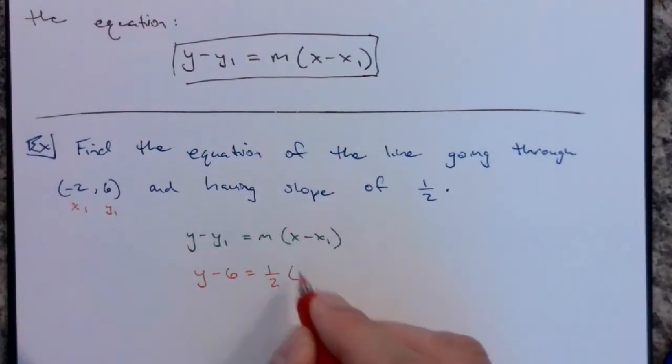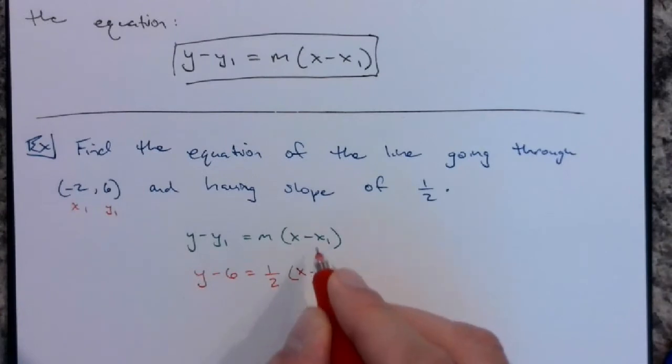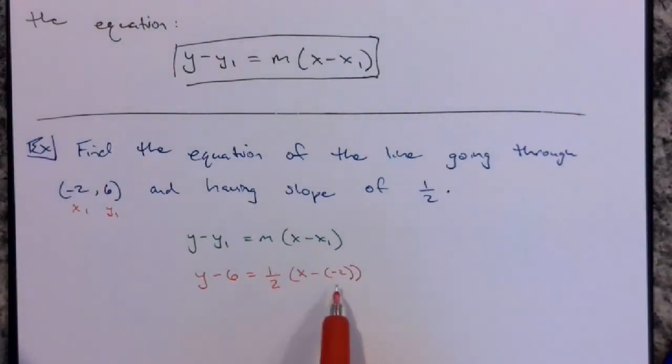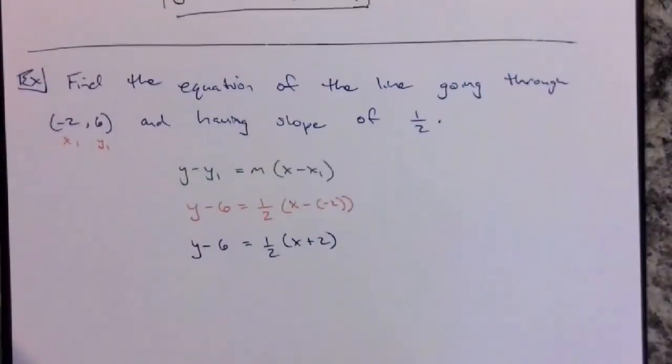Times, in parentheses, x, remember, stays x minus x1. x1 is a -2, so it's minus a -2 here. Make sure the first negative is from the formula, the second one is from the actual coordinate. Once you have this, let's simplify it. You have y minus 6 equals 1/2 times x minus a negative, which makes this plus 2. And if you have this formula, this is the line in point-slope form.